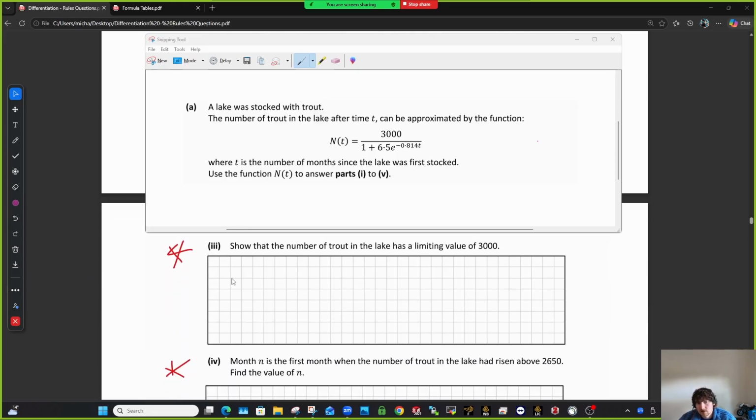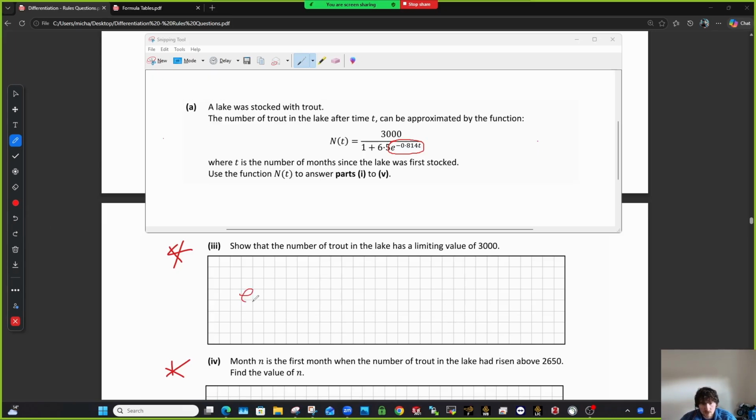Show that the number of trout has a limiting value of 3,000. So I want everyone to pause the video and have a go at that and see how you would show that. Okay, a very, very important question. Right. So it has a limiting value of 3,000. How did you go about doing that? So the idea here is that this is the only thing that has a t in it, right? So this is the only thing that can change value. The rest of it stays the same. So you're really just focusing on what's the limiting.